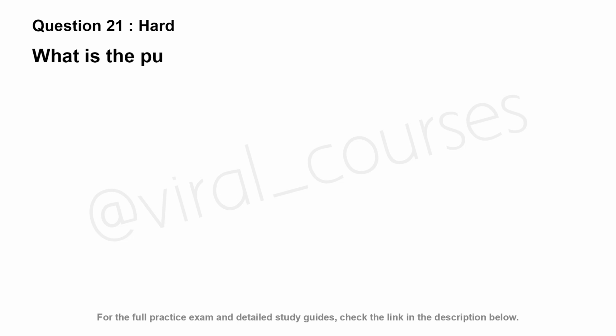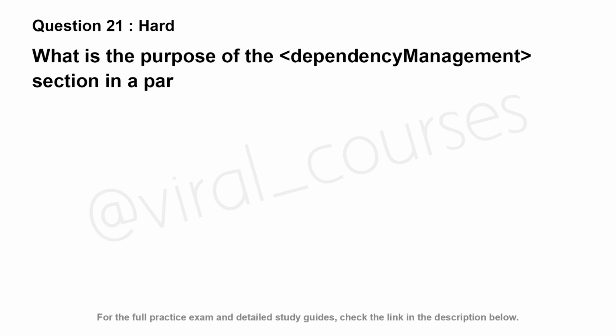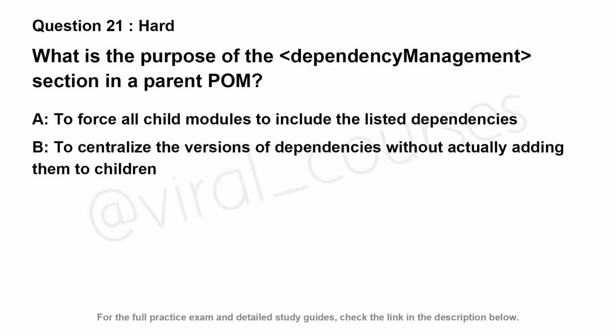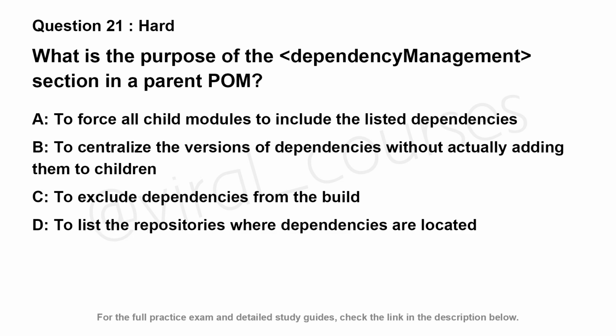What is the purpose of the <dependencyManagement> section in a parent POM? Option A. To force all child modules to include the listed dependencies. Option B. To centralize the versions of dependencies without actually adding them to children. Option C. To exclude dependencies from the build. Option D. To list the repositories where dependencies are located.